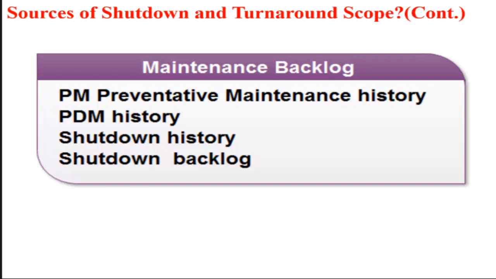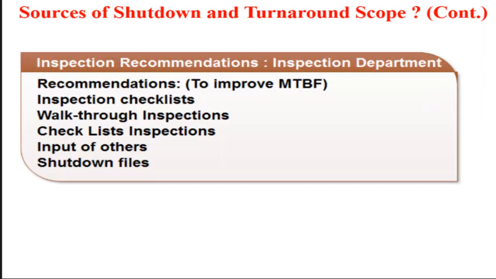And also this backlog has to be printed and distributed so everyone can see his own area and filter and check whatever is missing, whatever is not included, or whatever is being duplicated. Another source of the turnaround scope is the inspection recommendation from the inspection department.